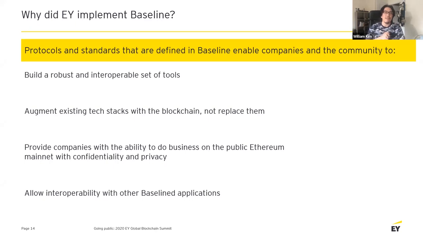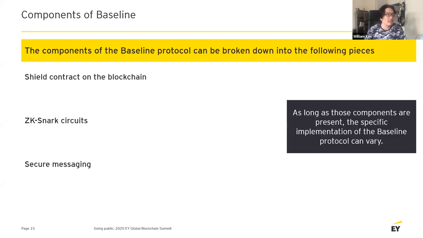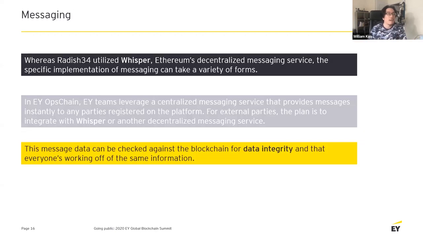So the next thing we're going to talk about is the components that make up Baseline. They can be broken down into these three things, and we're just going to get right into them. So let's start with the last thing on the list, which is secure messaging. The messaging service sends messages to all relevant parties containing private application data. Radish34, for example, utilized Whisper as its messaging layer, which is Ethereum's decentralized messaging service. But the specific implementation of messaging can take on a variety of forms.